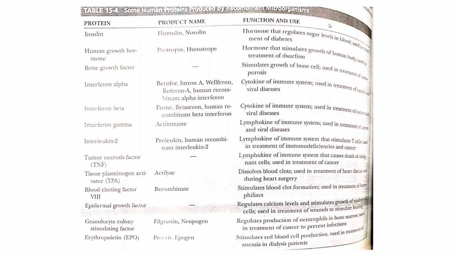Like that, this chart contains details about insulin, human growth hormone, bone growth factor, interferon alpha, beta, gamma, interleukin 2, TNF, that is tumor necrosis factor, tissue plasminogen activator, blood clotting factor 8, epidermal growth factor, granulocyte colony stimulating factor, and erythropoietin, with their brand names, functions and use. Please go through all these charts. Okay, you can expect multiple choice questions from these. Fine, good. Thank you, Vidushi. We are moving on.